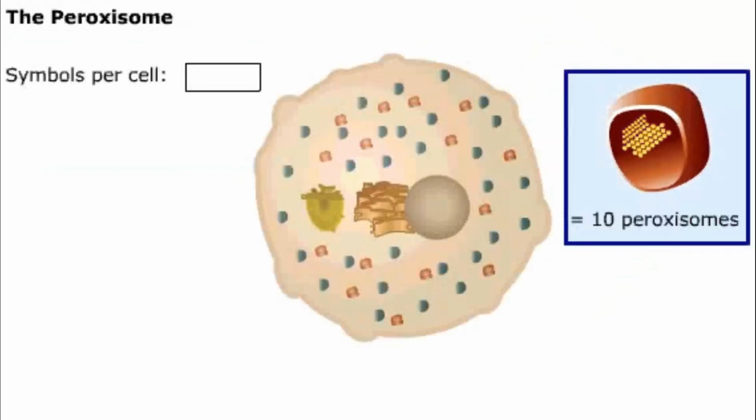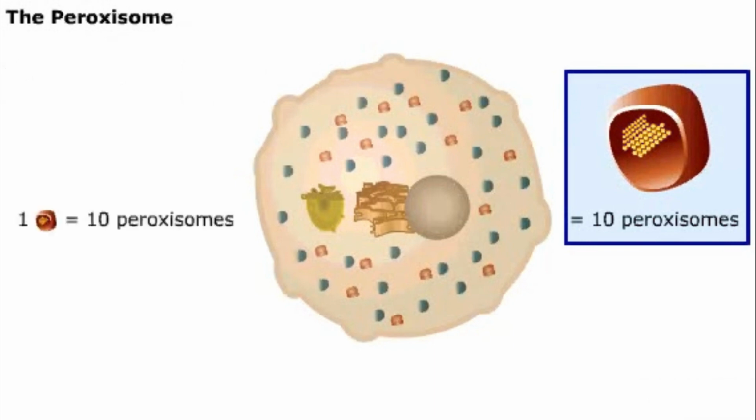Each of these symbols represents 10 peroxisomes. How many symbols should we include in our cell? Enter a number in the box, then click Submit. Sorry, that's not right. Select the number of peroxisomes between 300 and 500, then divide by the number of peroxisomes per symbol to determine how many to include. Click Reset to try again, or click Jump Ahead to skip this step.